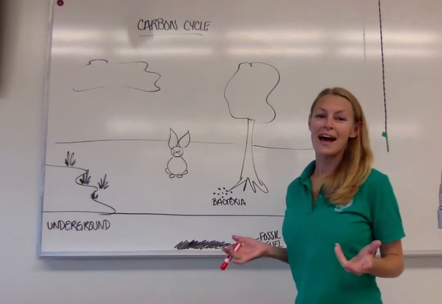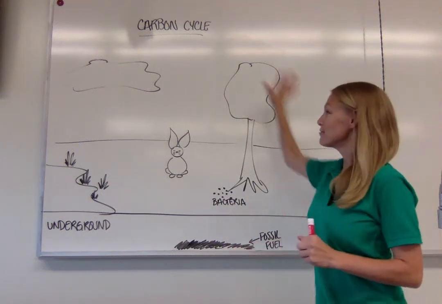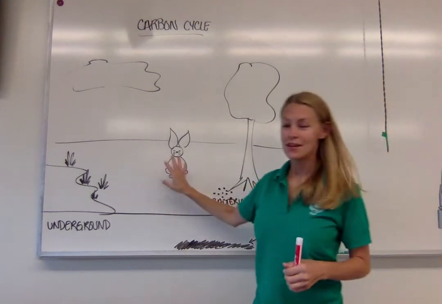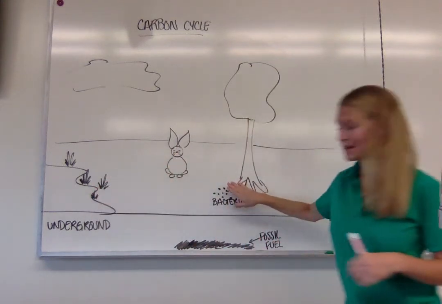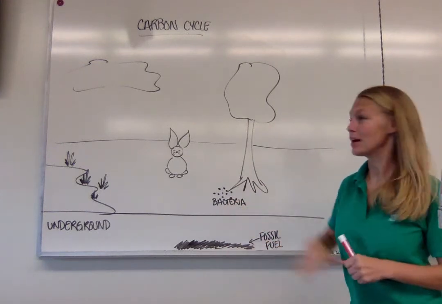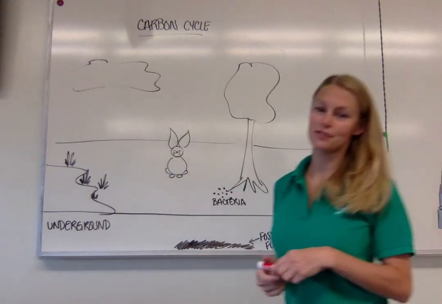So today we're going to look at the carbon cycle. So I have up my little ecosystem up here. We have trees, rabbits, water, bacteria, and underground we have our fossil fuels. All right, so this is our cloud hanging out in the atmosphere.